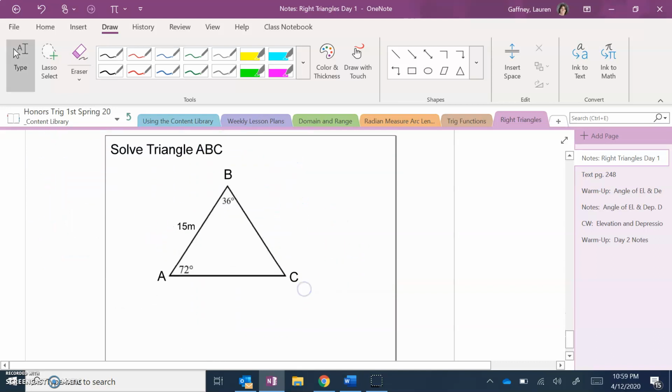Okay, the last one for this video. So when you look at this, you should be like, oh, I can find the missing angle. Subtract these two from 180, and you should get that this angle is 72 degrees. However, you do not have a right angle, so you can only use your trig ratios for right triangles. Keep that in mind. So what you should recognize, though, are these two angles are the same, so you have an isosceles triangle.